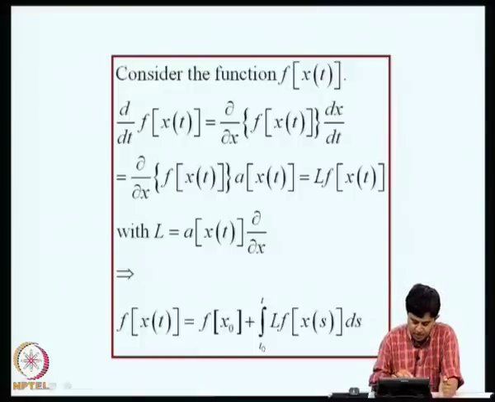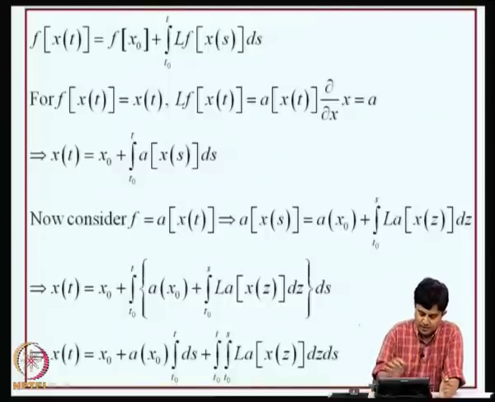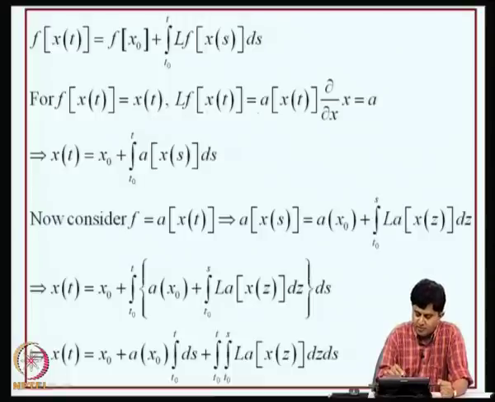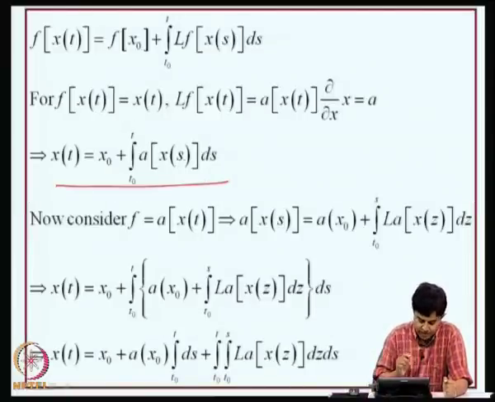So, therefore, f of x of t can be now written as f of x naught plus integral t naught to t of Lf into ds. Fine. Now, if f of x of t is x of t, we should recover what we have already seen. Lf will be a, and from this equation we recover what is already derived by an alternate argument.